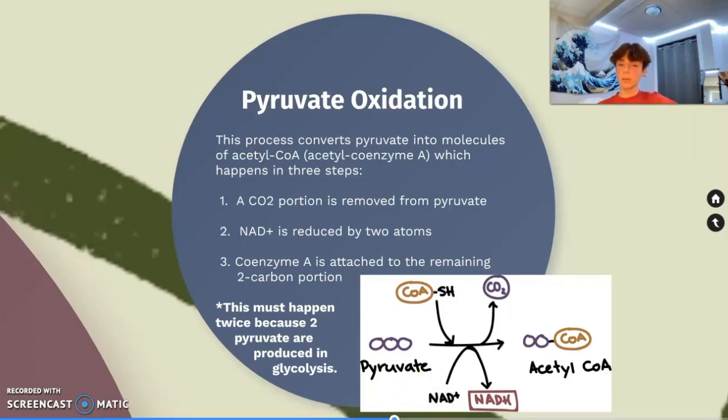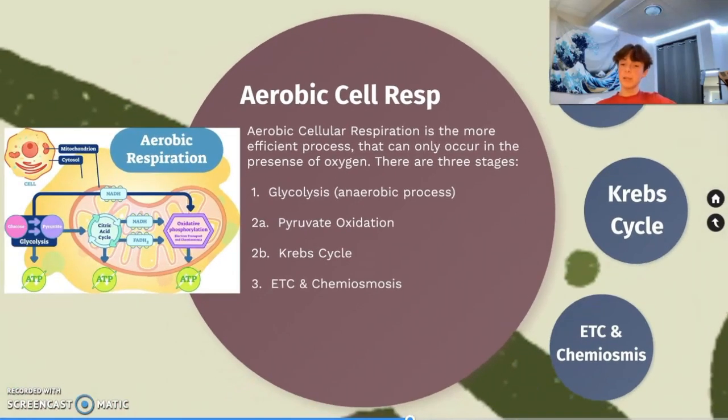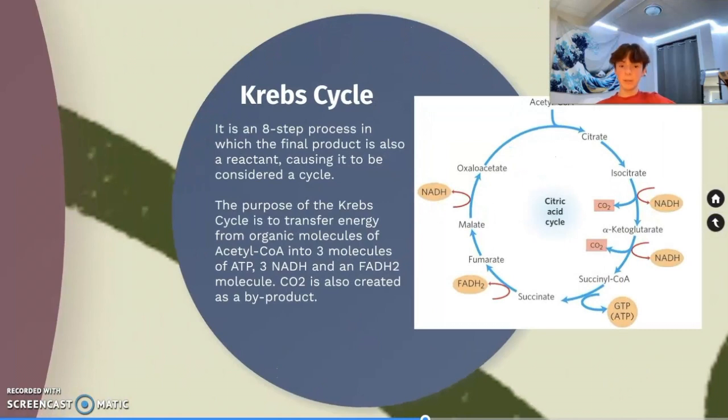1 breakdown of glucose. And then in step 2B, the main step is the Krebs cycle. It is an 8-step process in which the final product is also a reactant, which causes it to become a cycle. The purpose of this cycle is to transfer energy from organic molecules of acetyl-CoA into 3 molecules of ATP, 3 NADH, and an FADH2 molecule. CO2 is also created as a byproduct.